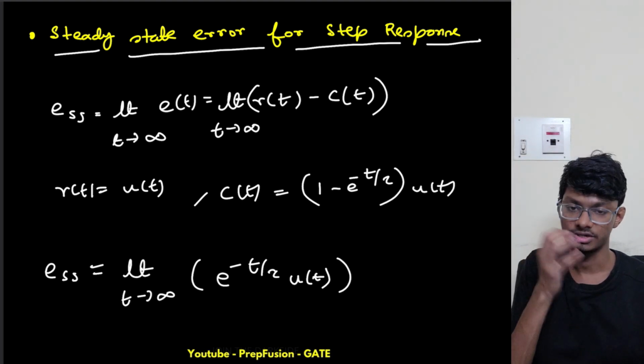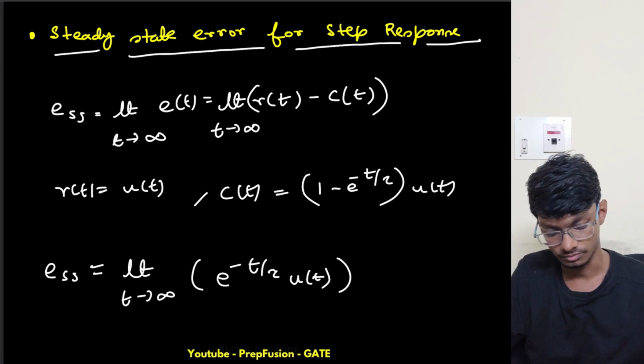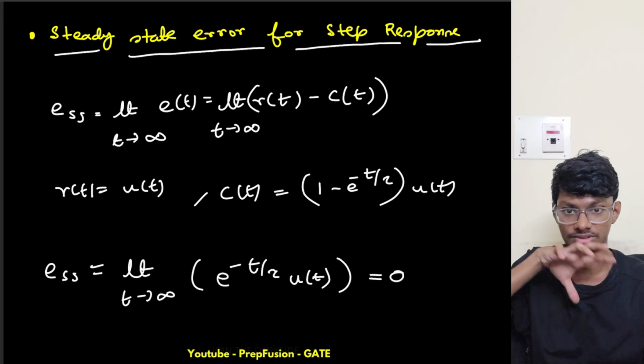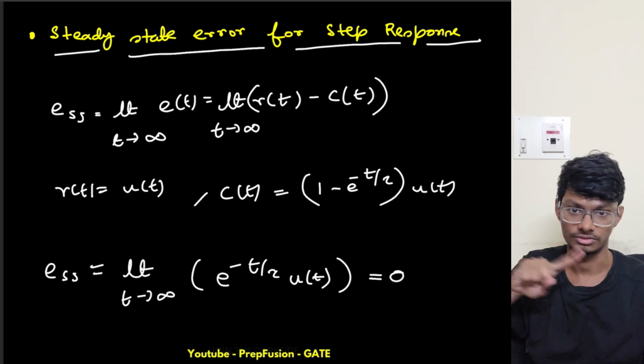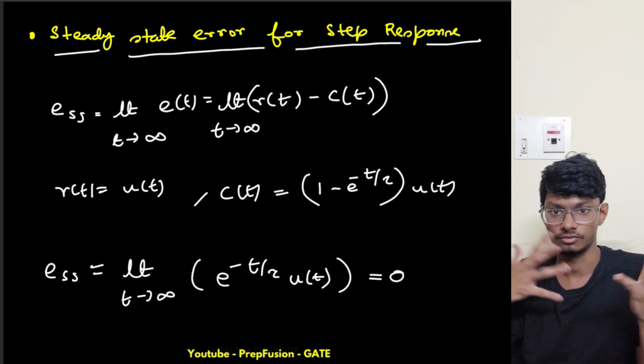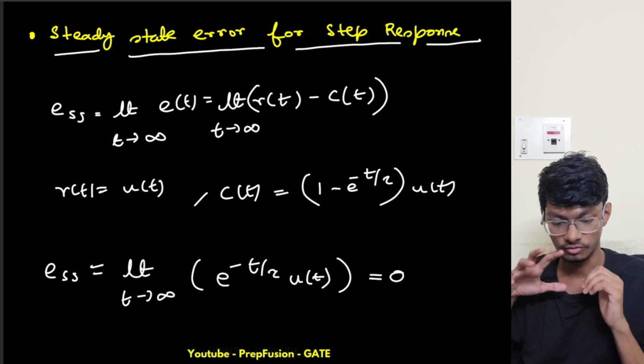Now if I put t equals infinity here, this is a decaying exponential, so at infinity this will go to 0. So for a unit step response, my steady state error is 0, for a first order system. We'll see what the steady state error is for higher order systems and all those things. I think that is it for this lecture.